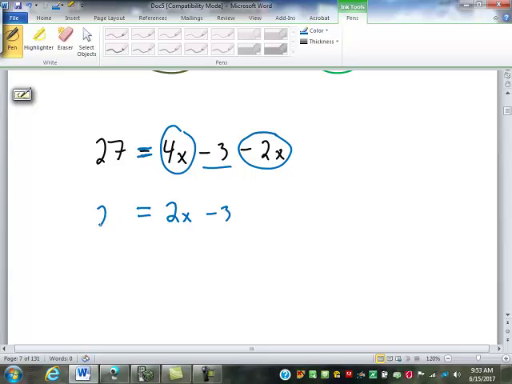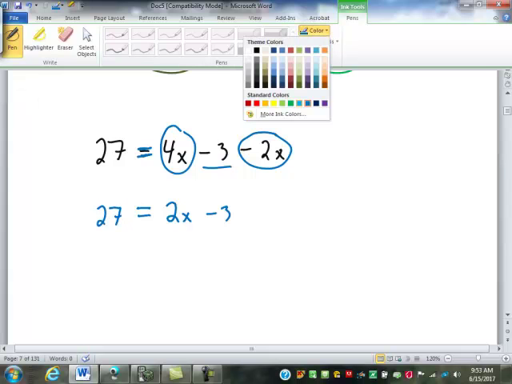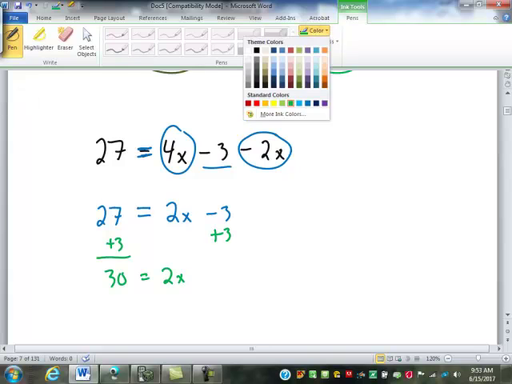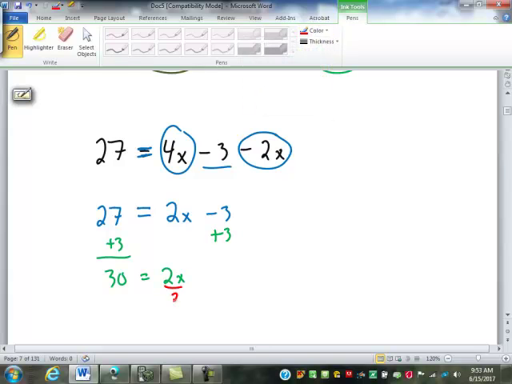And the left side has not changed at all. That's just 27. So again, at this point, I have not done anything to solve this equation. All I have done is simplify. Now I am in that two-step form, so now I can solve. What do I need to do first? Add the 3. Giving me 30 equals 2x. And then? Divide by 2, giving me x equals 15. And again, I'm not going to plug it back in. I'm going to assume you guys can do that.